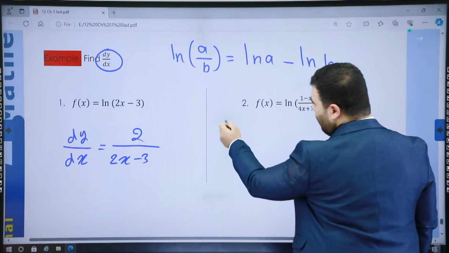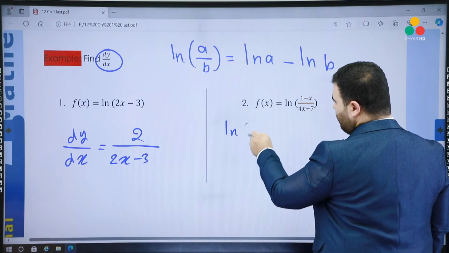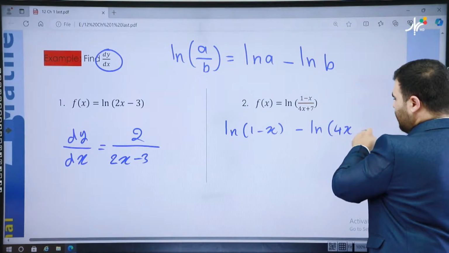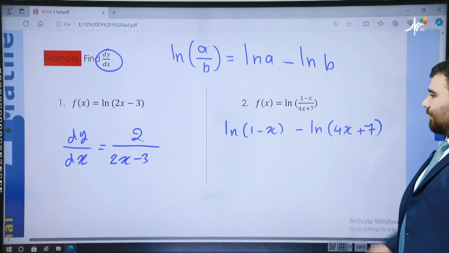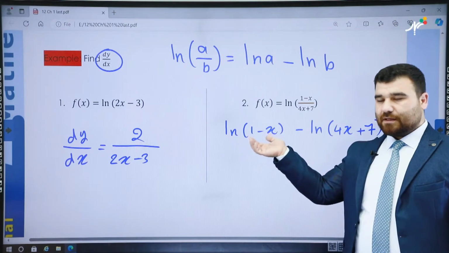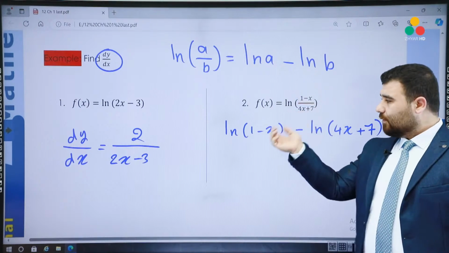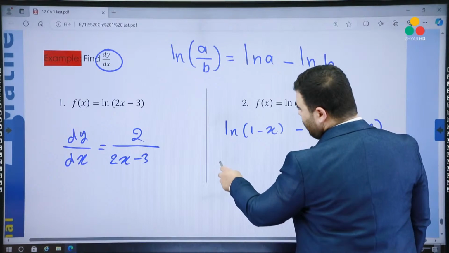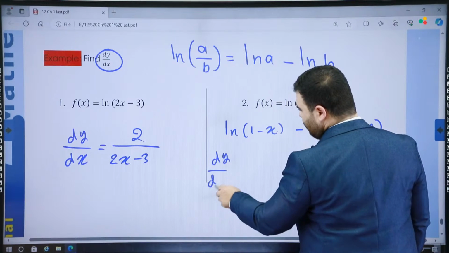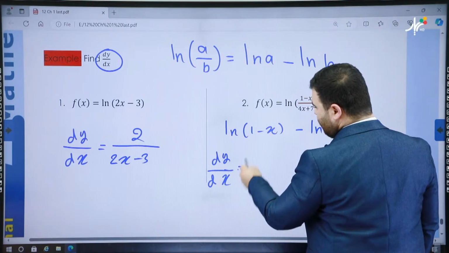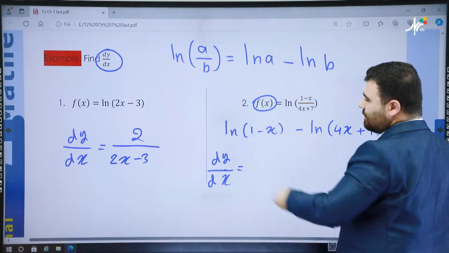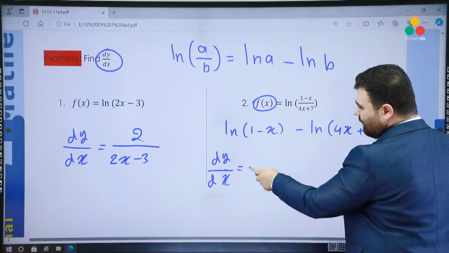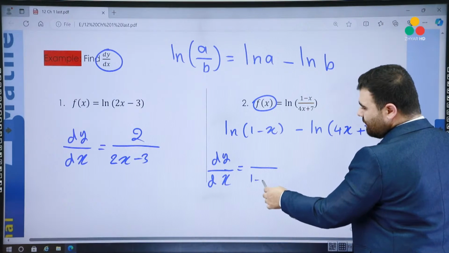Now let's go back to the question. We have division. I write it as two different lns. Ln of 1 minus x minus ln of 4x plus 7. Now, I need to find the derivative of this. Since it's ln, use the idea of ln. What's inside the ln goes down, the derivative goes up. If I want to find the derivative, dy dx, or this question is asked in the form of f(x), we can answer as f prime x, it doesn't matter. Now, ln of 1 minus x goes down.